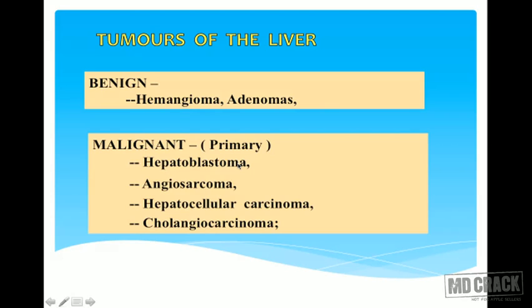So benign tumors of the liver are adenomas and hemangiomas, mainly cavernous hemangiomas. Among malignant tumors, the pediatric tumor is the hepatoblastoma. Angiosarcoma is the one which is occupation related, chemical mediated. And hepatocellular carcinoma, this is the one we are going to read in detail, study in detail. Cholangiocarcinoma is actually the tumor of the bile duct epithelium. The liver contains the bile ducts and they can give rise to a malignant tumor, a very rare tumor, cholangiocarcinoma.